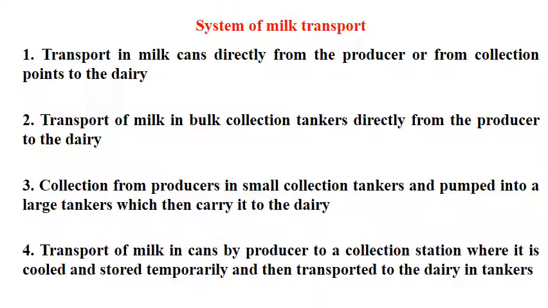So here we can see four kinds of transport. Number one is transport in milk cans directly from the producer or from collection points to the dairy. Number two is transport of milk in bulk collection tankers directly from the producer to the dairy. Number three is collection from producers in small collection tankers and pumped into large tankers, which then carry it to the dairy. And number four is transport of milk in cans by producer to a collection station, where it is cooled and stored temporarily and then transported to a dairy in tankers.